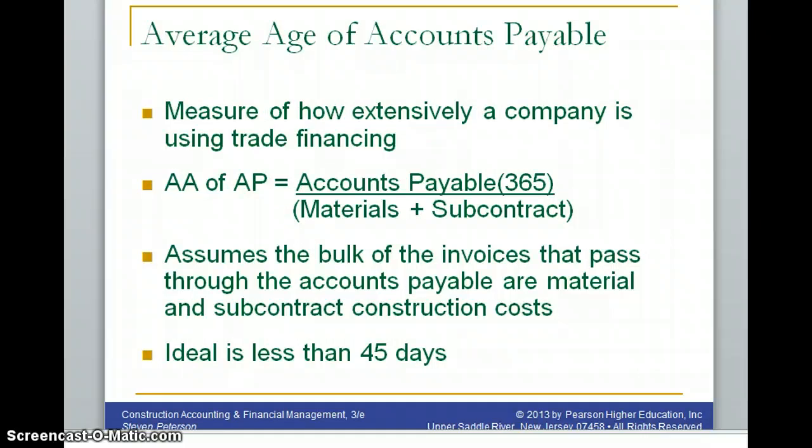The average age of accounts payable measures how soon the company pays its debts, and that is measured based on the accounts payable multiplied times 365 and divided by the materials and subcontract amounts. Again, the ideal time period is 45 days. Anything above that would give some indication that the company is late in making payments, and therefore that may have a consequence to their creditworthiness.